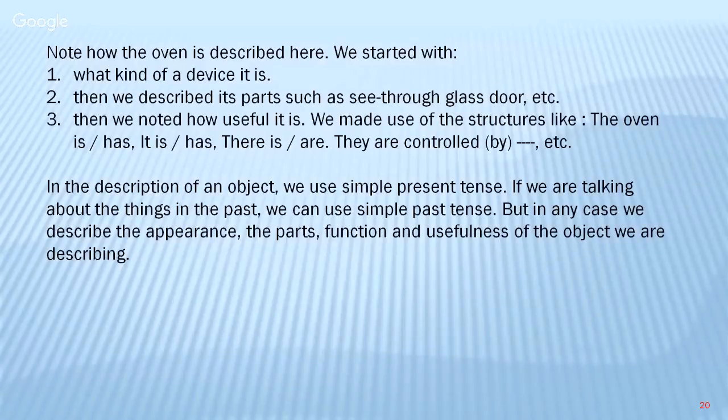In the description of an object, we use simple present tense. If we are talking about things in the past, we can then use simple past tense. But in any case, we describe the appearance, the parts, function, and usefulness of the object we are describing. So this is what we do when we are describing an object.